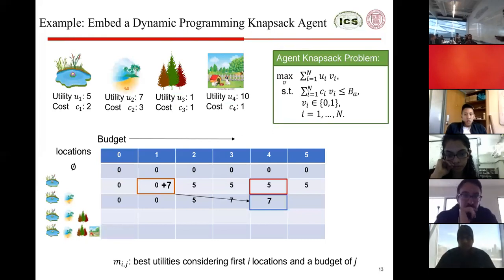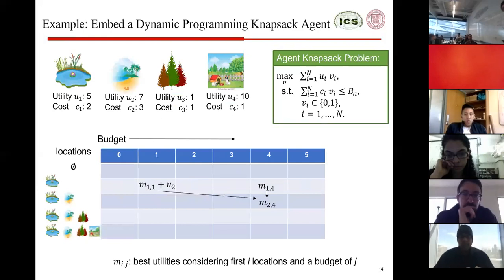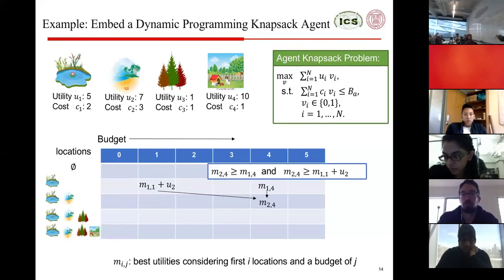Now, what I want to say is that we can actually use a set of linear constraints to mimic this dynamic programming approach. For example, as we just talked about, this M24 entry is the best outcome out of these 2 different options. We can actually use 2 linear inequalities saying that this M24 should be at least the best of this M14 and M11 plus U2, okay?